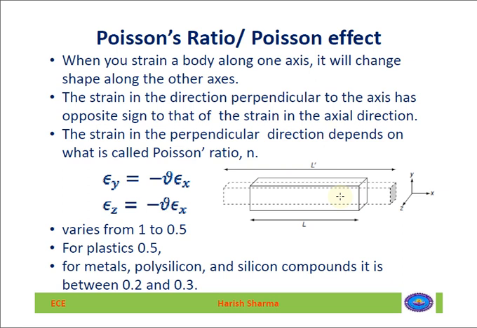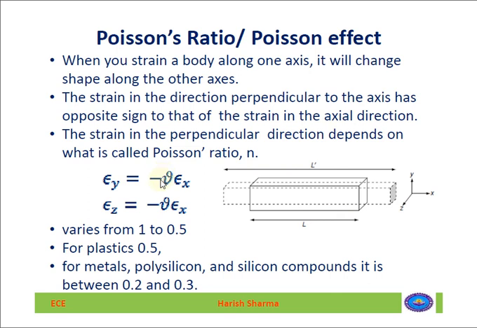We can say there is a proportionality relation between the strain in the axial direction and in the perpendicular direction. So Ey is proportional to Ex, and also Ez is proportional to Ex. This proportionality constant is called the Poisson ratio. So Ey equals minus mu into Ex, and also Ez equals minus mu into Ex. This proportional constant is known as the Poisson ratio.